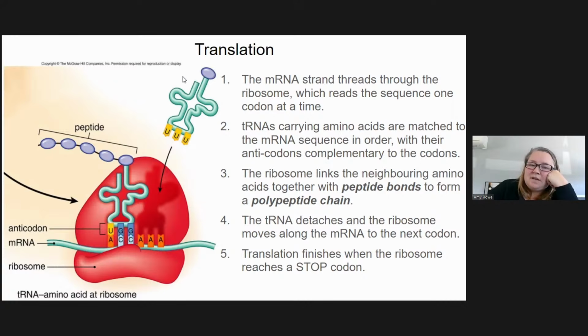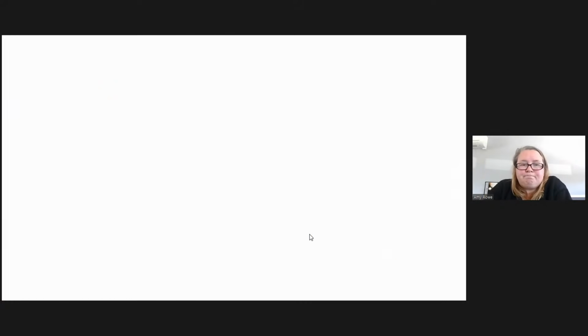So this tRNA will come in, it will sit down and bind on this codon. The two amino acids, this one and this one, will be right next to each other. So our ribosome will create a peptide bond between them, detach the amino acid from this transfer RNA, which will leave. And then the ribosome will shift along to the next codon. The tRNA detaches, the ribosome moves along the mRNA to the next codon, and translation finishes when the ribosome reaches a stop codon. And there are 3 different stop codons.